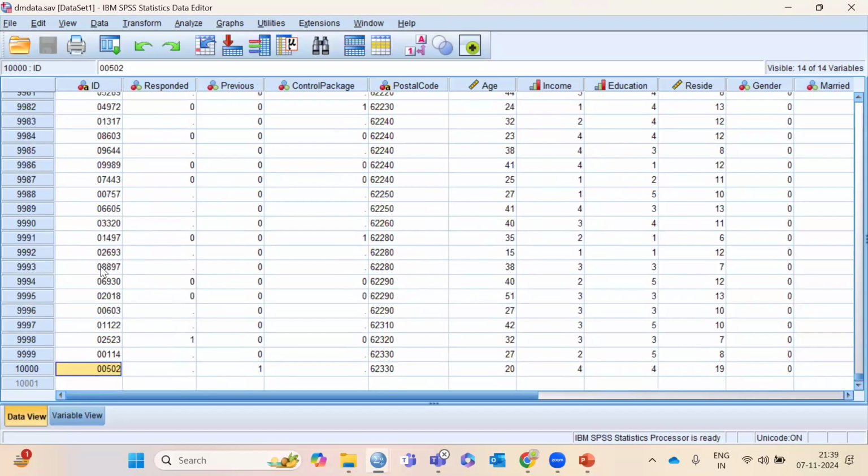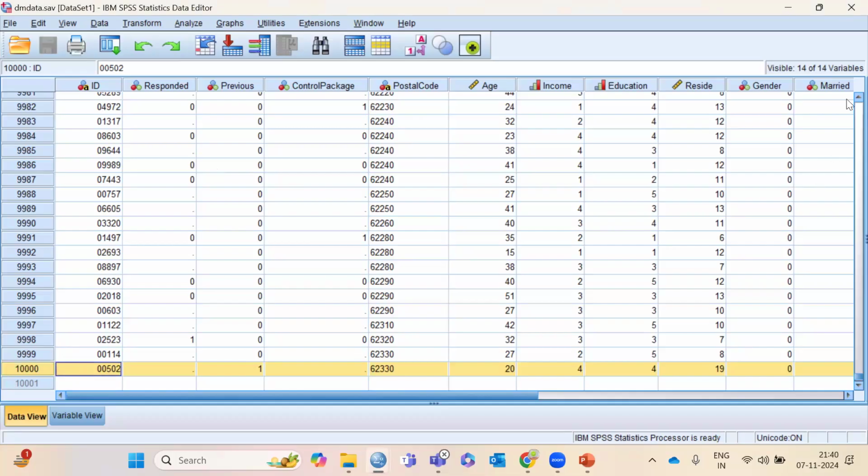So like this, how many sample data do you have here? Can you see here? 10,000. Can you see at the bottom of the screen? I cannot zoom the screen, but you can see here, 10,000. So this data is a huge data set. Now, how do you calculate when you have such huge data?